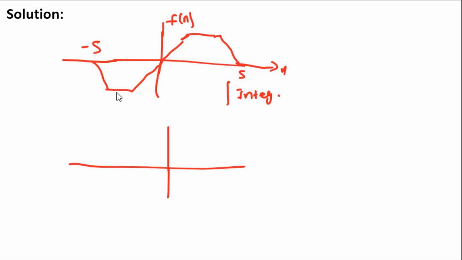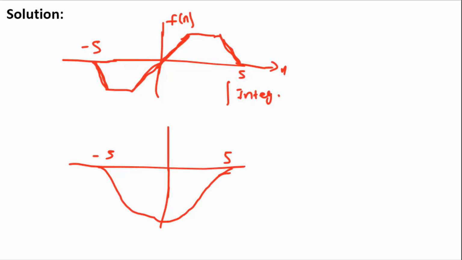as this is a ramp signal, these are the ramp signals. So the integration of a ramp signal is the parabola signal. So the graph will be a simple parabola signal. This is your -5 and this is your 5.